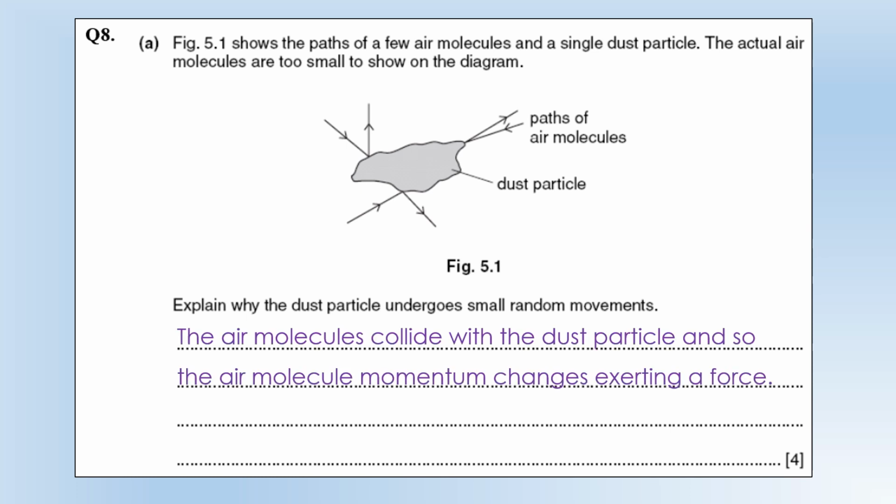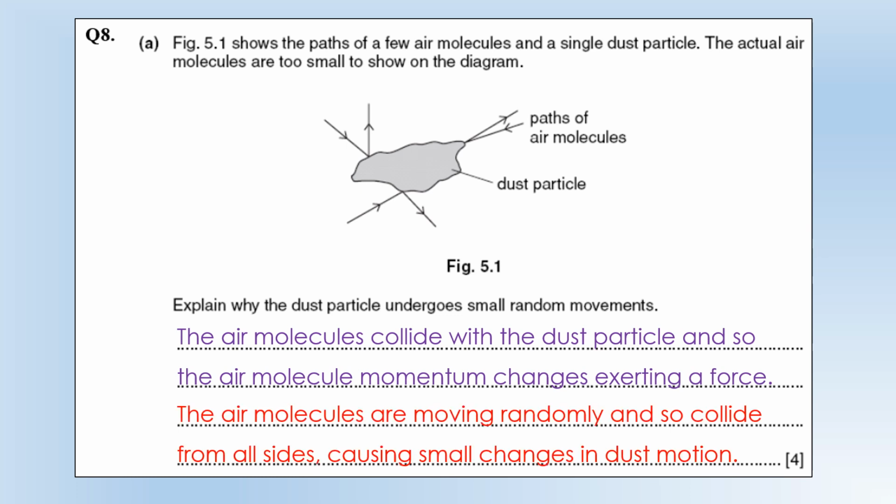So the key is the air molecules collide with the dust particle, and so the air molecule changes momentum, and that exerts a force. And then the air molecules are moving randomly because they're a gas and they're traveling at high speed. And so they're going to collide from all sides. And that's why you get these small random changes in motion, because we've got collisions coming from all directions due to the random motion of air molecules.